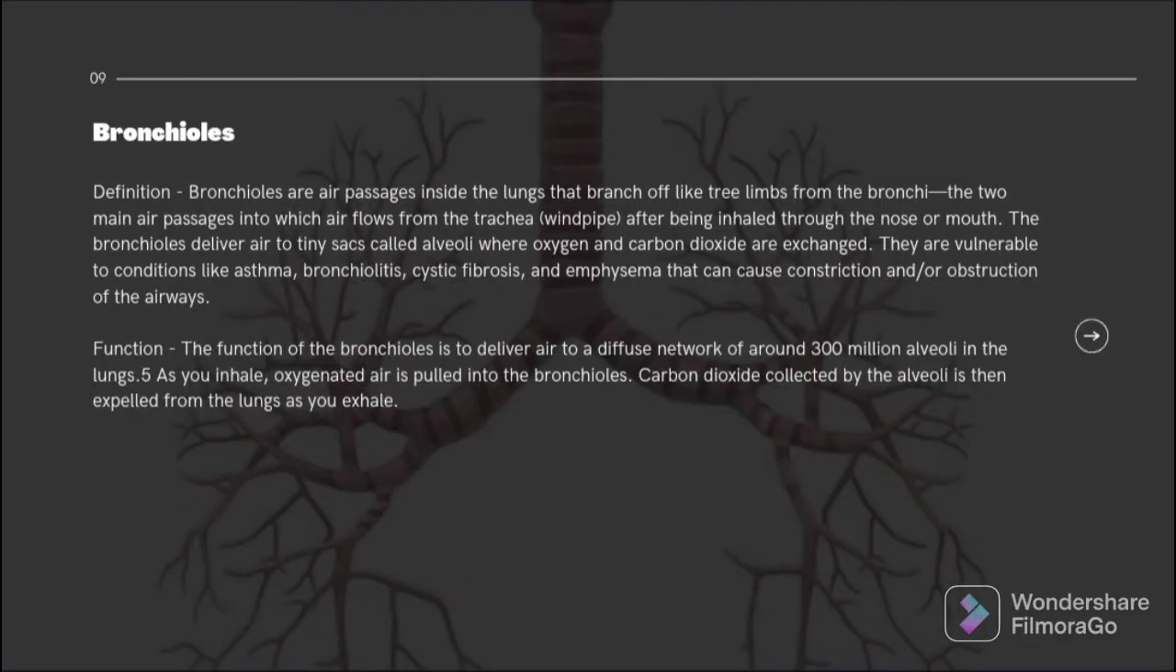Bronchioles. Bronchioles are air passages inside the lungs that branch off like tree limbs from the bronchi, the two main air passages into which air flows from the trachea or windpipe after being inhaled through the nose or mouth. The bronchioles deliver air to tiny sacs called alveoli, where oxygen and carbon dioxide are exchanged.